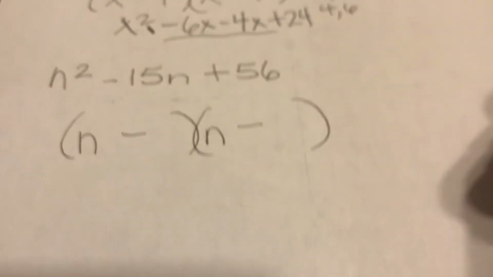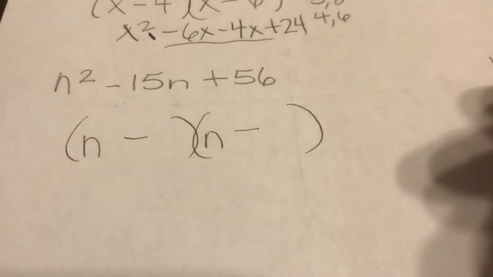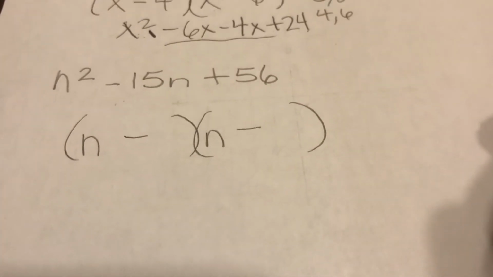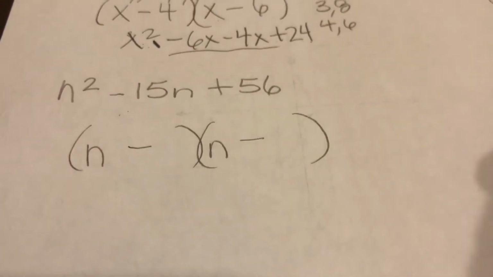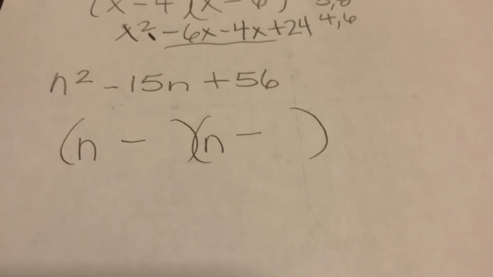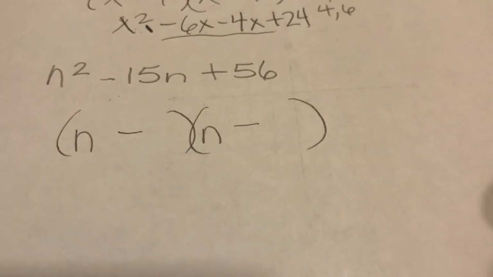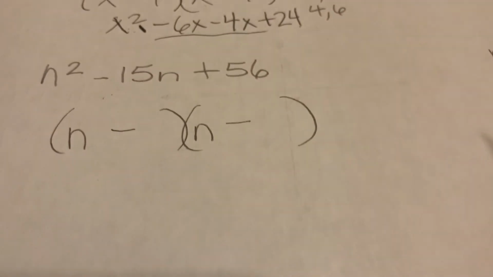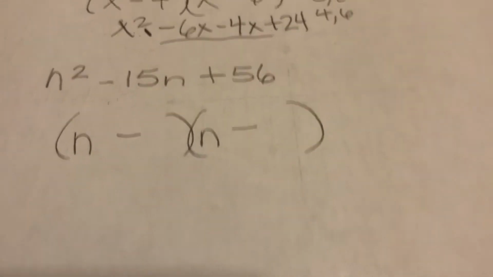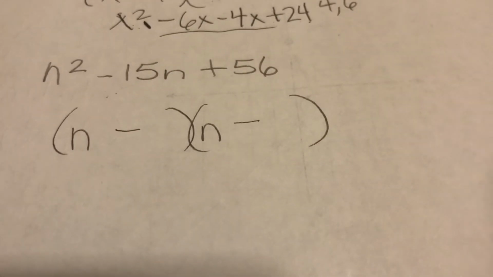Well, 1 and 56, no. 2 and 28, no. 4 and 14, no. 6 doesn't go into it, 7 and 8. And there it is, because 7 plus 8 is 15. So n minus 7, n minus 8.